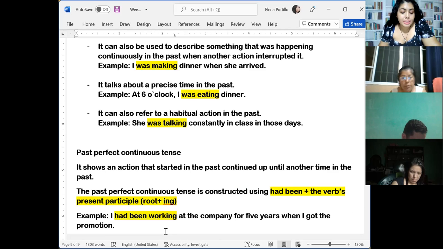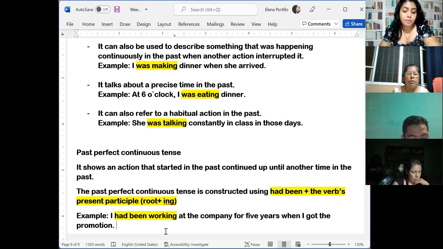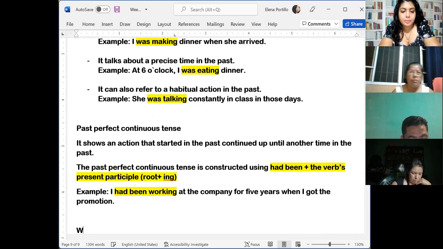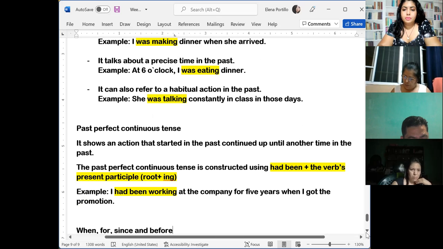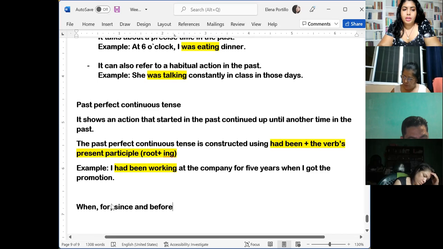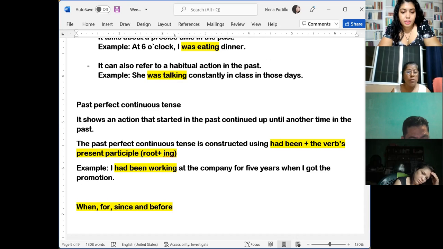When, for, since, and before are words that you may see used alongside the past perfect continuous tense. So it's very common to see when, for, since, and before in this kind of sentences that are very used in the perfect continuous tense. So we are going to have here the words: when, for, since, and before. We're going to mark these ones, are words that you may see.